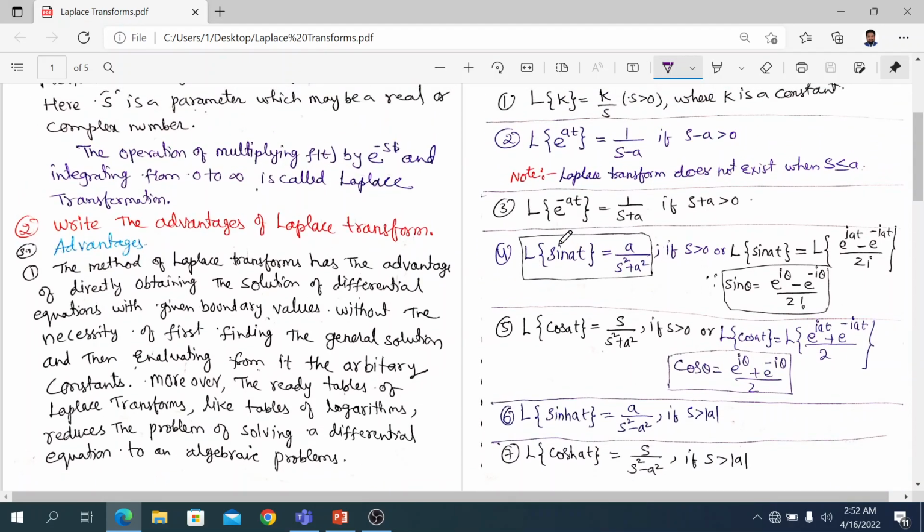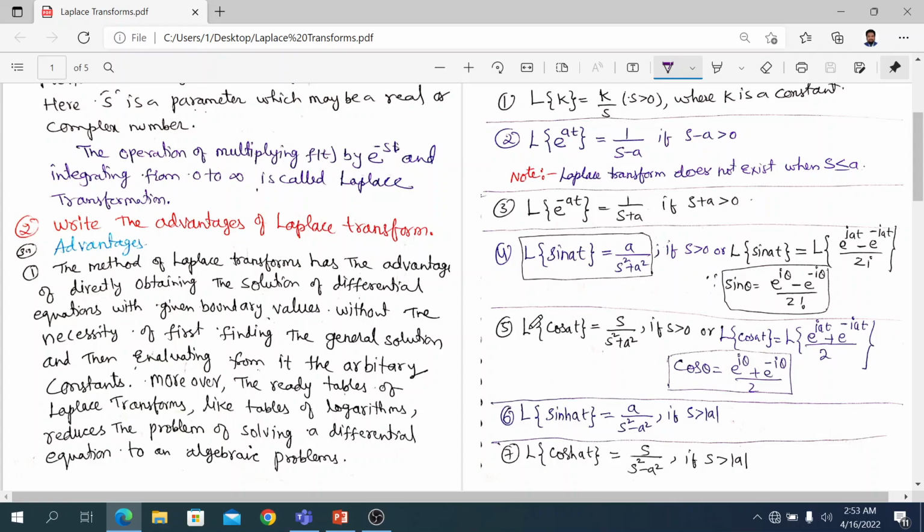Next, Laplace of sin at is equal to a by s square plus a square if s is greater than 0. Or we can write Laplace of sin at as Laplace of e power of iat minus e power of minus iat by 2i, where we know that sin theta is equal to e power of i theta minus e power of minus i theta by 2i. This is the exponential form.